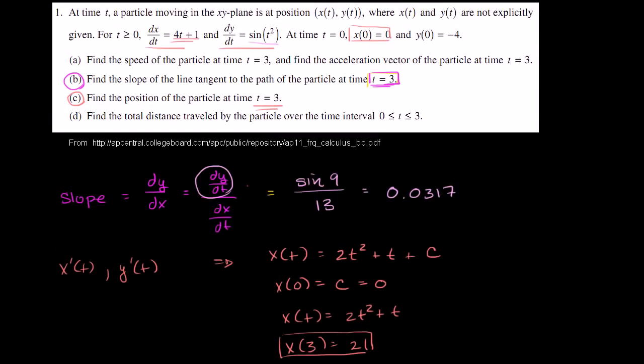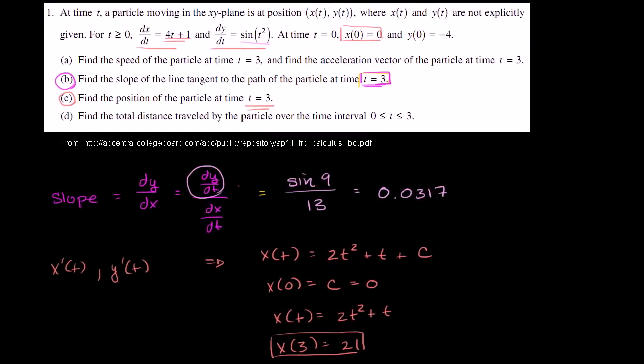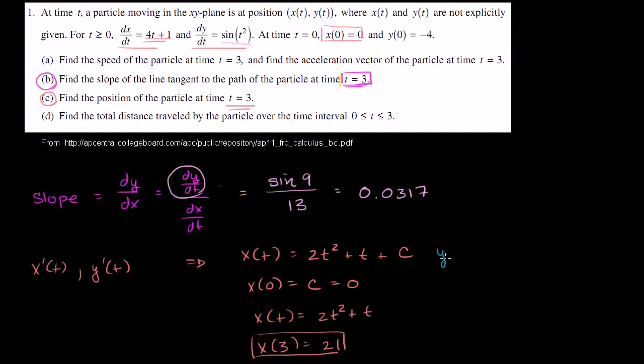I'll do it in a different color. So let me scroll over to the right a little bit. So let's say y of t is equal to, so if you try to take the antiderivative of this, this is not simple to take the antiderivative of. It's actually very hard to do it analytically. Not even clear if you can do it analytically. Lucky for us, in this part of the AP exam, we are allowed to use calculators.